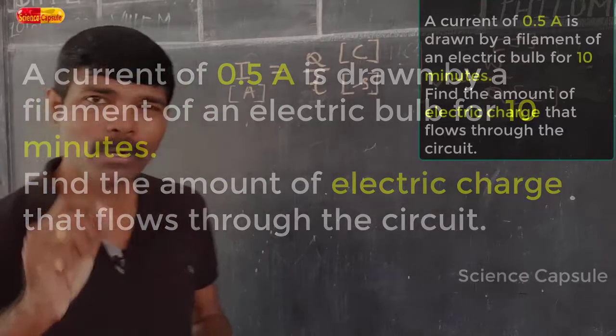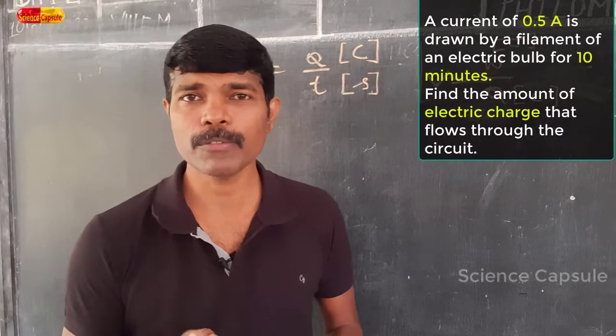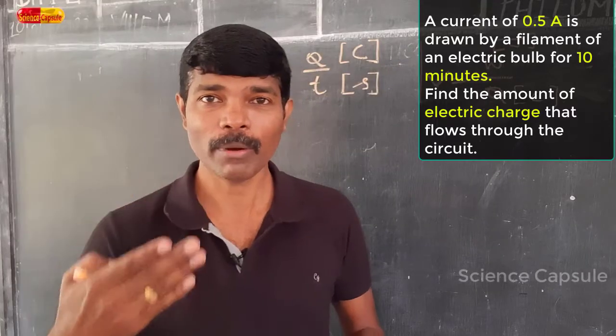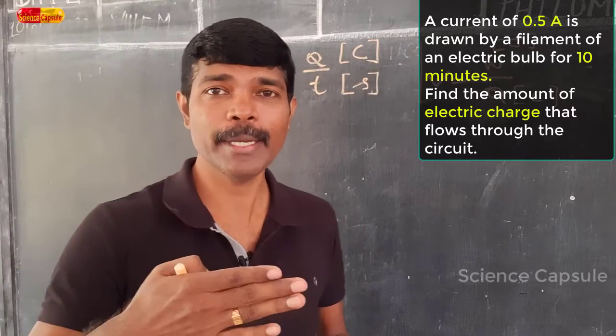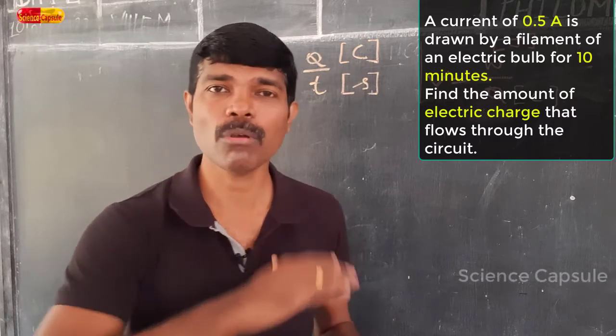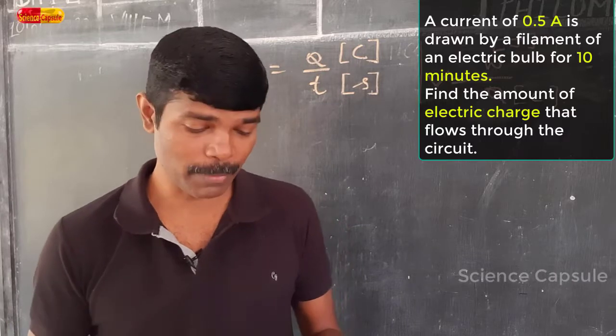In order to solve any numerical problem, first you have to identify the given quantities. What are the quantities given? If you can write them properly, then it's pretty easy to solve the numerical problem. So let us find out how to extract the given quantities from the question.